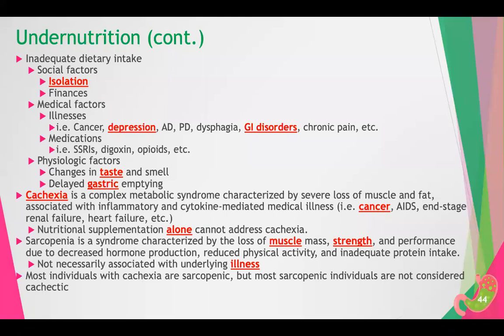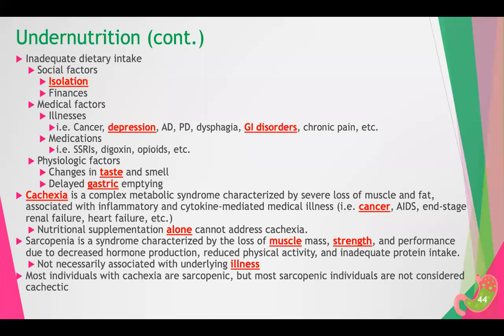And cachexia is a metabolic syndrome that is characterized by severe loss of muscle and fat, and it is associated with inflammatory and cytokine-mediated medical illnesses. Some examples would be cancer, AIDS, end-stage renal failure, heart failure. And with cachexia, nutritional supplementation alone cannot address it. So that's very important. And we'll talk about treatment in a little bit.